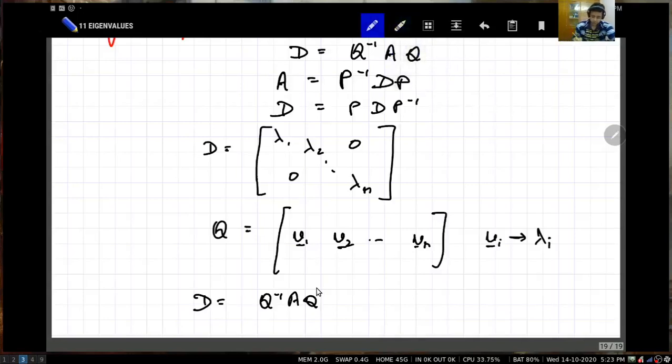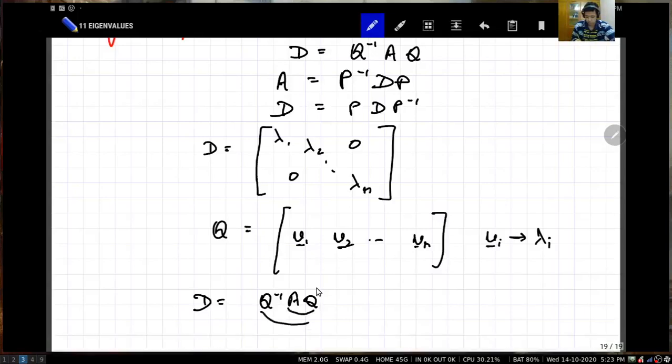The claim is that if I take lambda to be the diagonal matrix of eigenvalues, and I take Q to be the n by n matrix where the ith column is equal to the eigenvector corresponding to lambda i, then Q inverse A Q is equal to D. I won't prove this here, but I want you to work this out and prove that this is indeed the case. The trick here is to evaluate this one step at a time: find AQ and then find Q inverse AQ and show that this is actually diagonal.